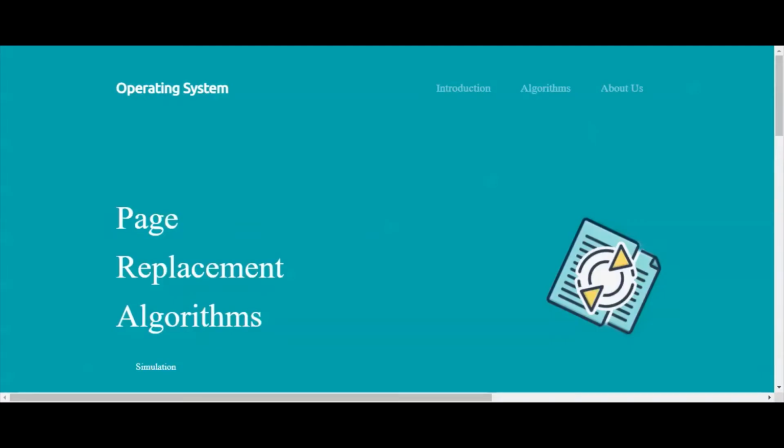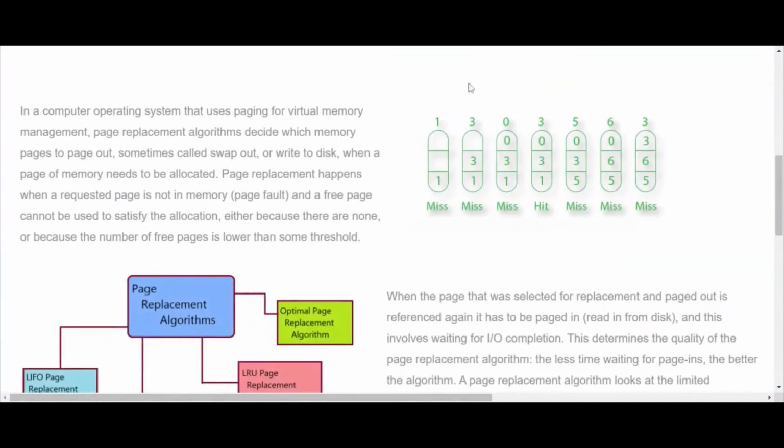So as you could see, this is our website. We have given different introduction, algorithms, and simulation. Let's see all of them one after another, starting with introduction. So what is page replacement algorithm?